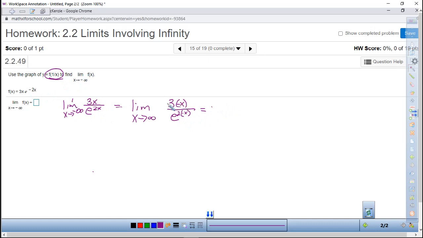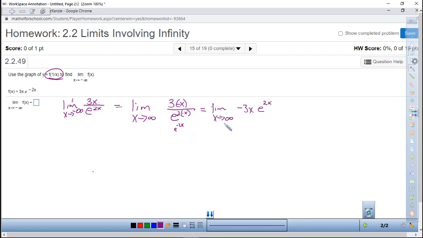So when we multiply the 3 times the negative x, we're going to get the limit as x approaches infinity of negative 3x. That came from multiplying this part out, and then this, we end up with e to the negative 2x again. Remember, a negative exponent simply means we want to move it from the bottom to the top or the top to the bottom. In this case, since it's on the bottom, we've got to move it back up to the top. So we end up with e to the positive 2x.